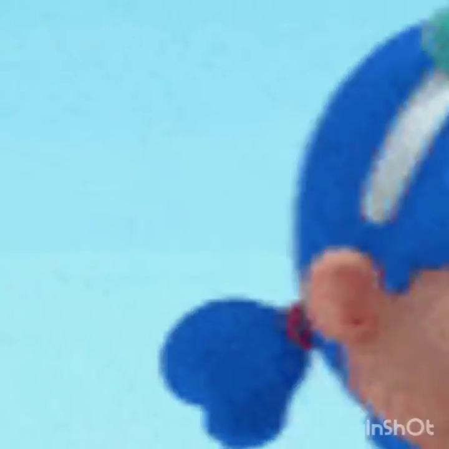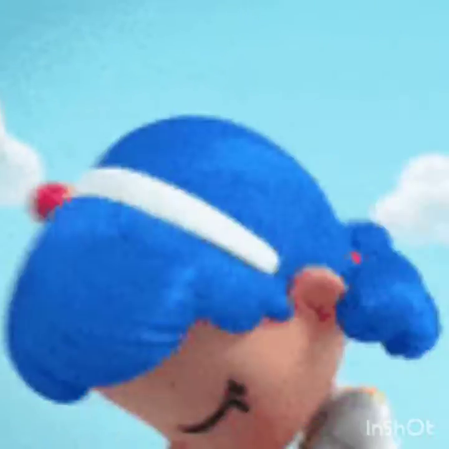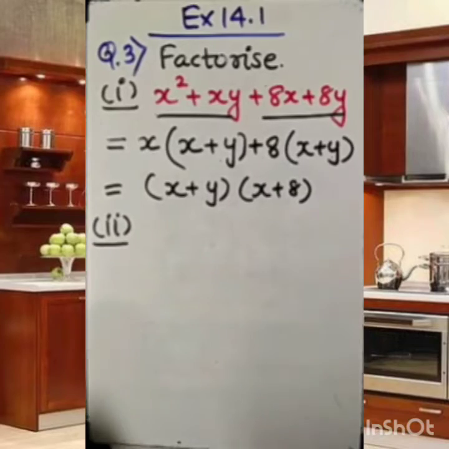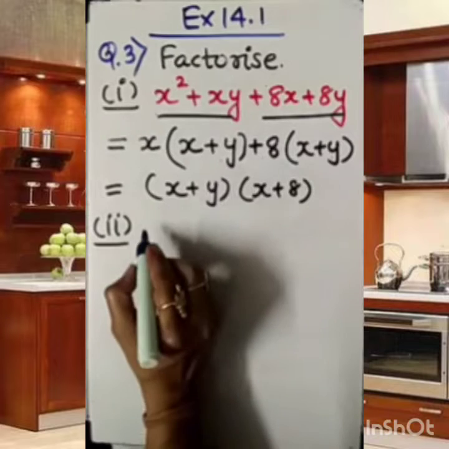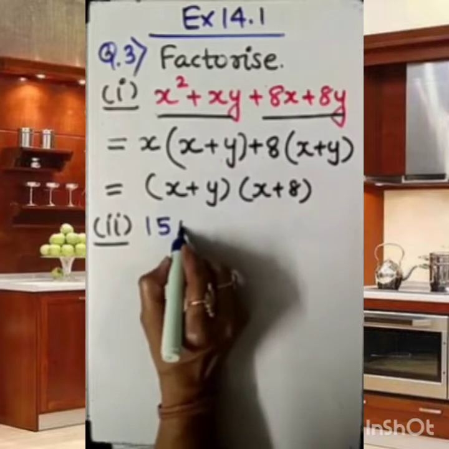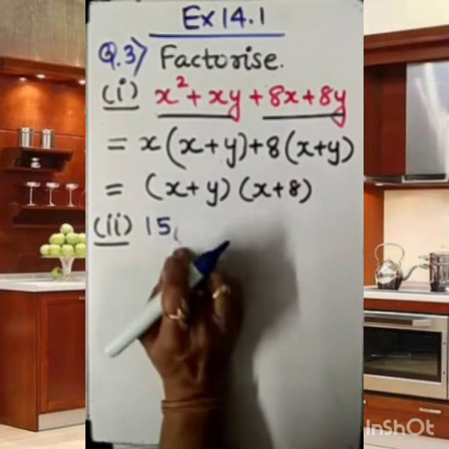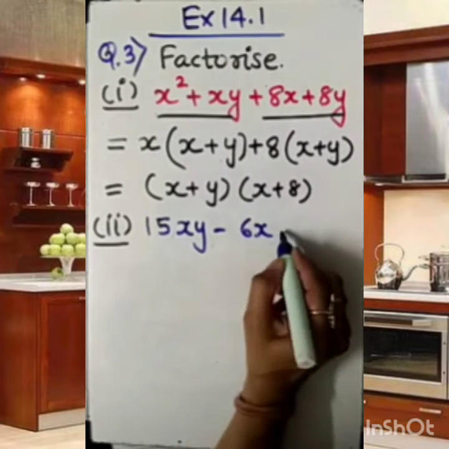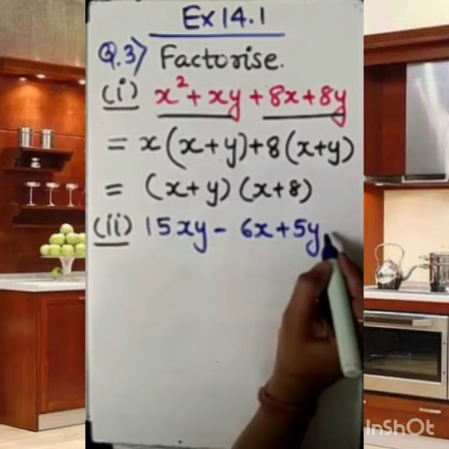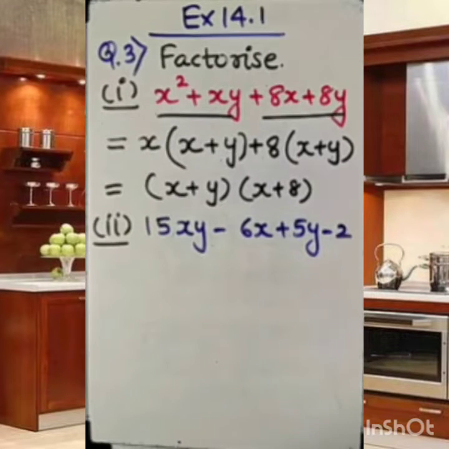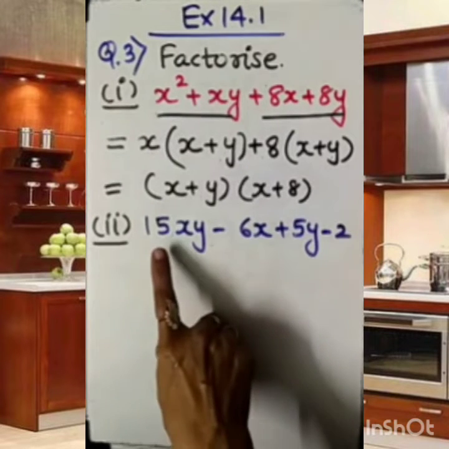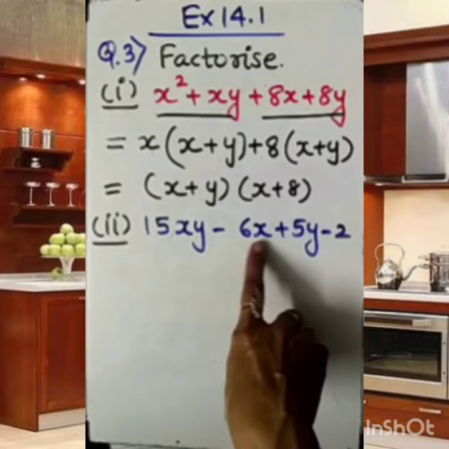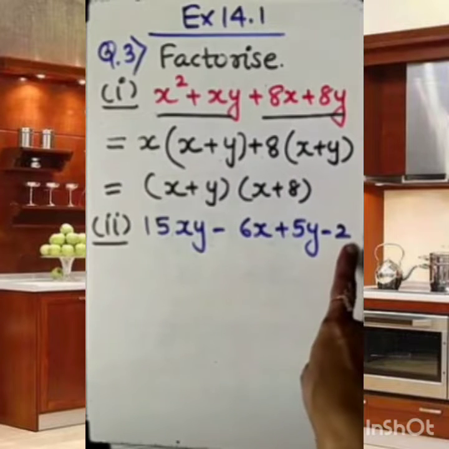Let's try to understand the second. Gradually you will be able to understand all of these, and it's a pattern for how to factorize. Second, we are given 15xy minus 6x plus 5y minus 2. Here also you can see it has 4 terms: 15xy, minus 6x, plus 5y and minus 2.